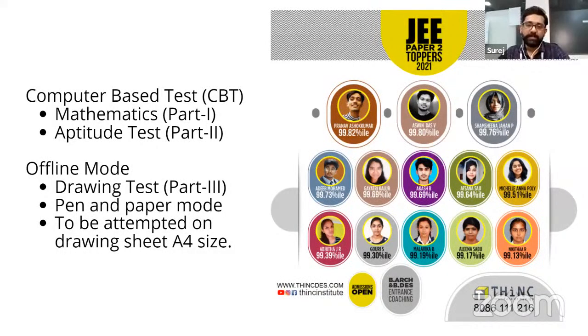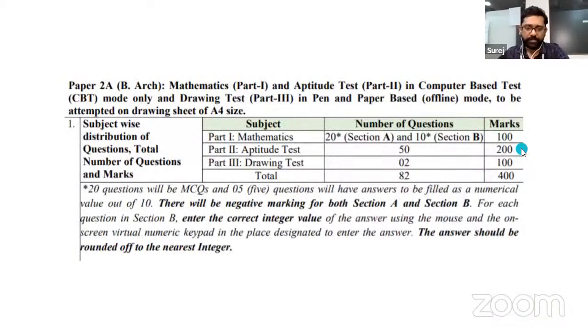So the JEE Mains Paper 2A is going to be a computer-based exam, wherein the computer-based exam would be conducted for the mathematics and aptitude section, that is part 1 and part 2. There would be a part 3, wherein you would get the question paper in the online mode, but you will respond to it in the offline mode. That means pen and paper mode. So you will be given A4 sheets and you will have to draw the questions that are being asked. Okay.